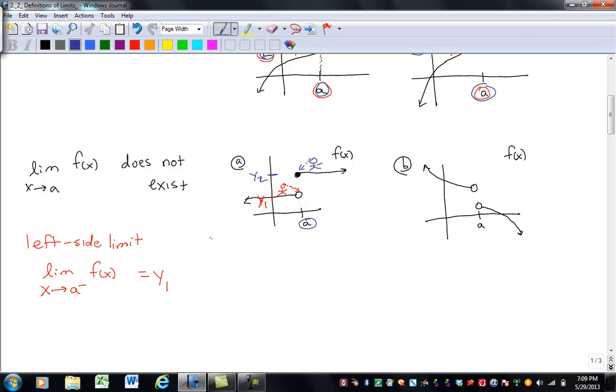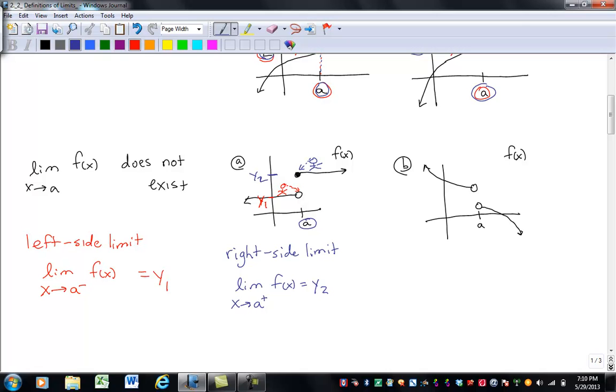The right side limit is the blue person. And the way we denote the right side limit is we write the limit as x approaches a with a positive superscript. And so what that literally says is the limit as x approaches a from the right of f of x. And we've noticed there above that we wrote y2 for that. Since y1 and y2 are not equal to each other, the limit doesn't exist.